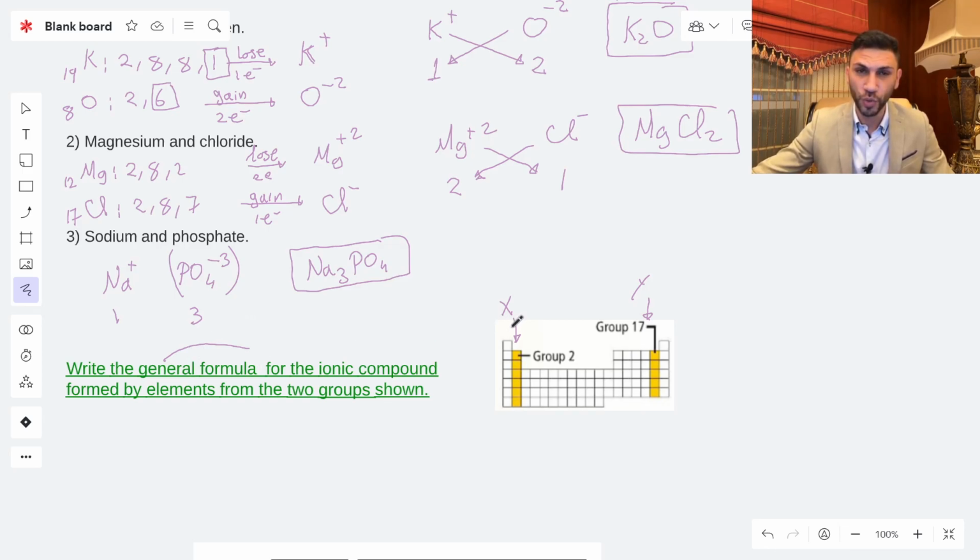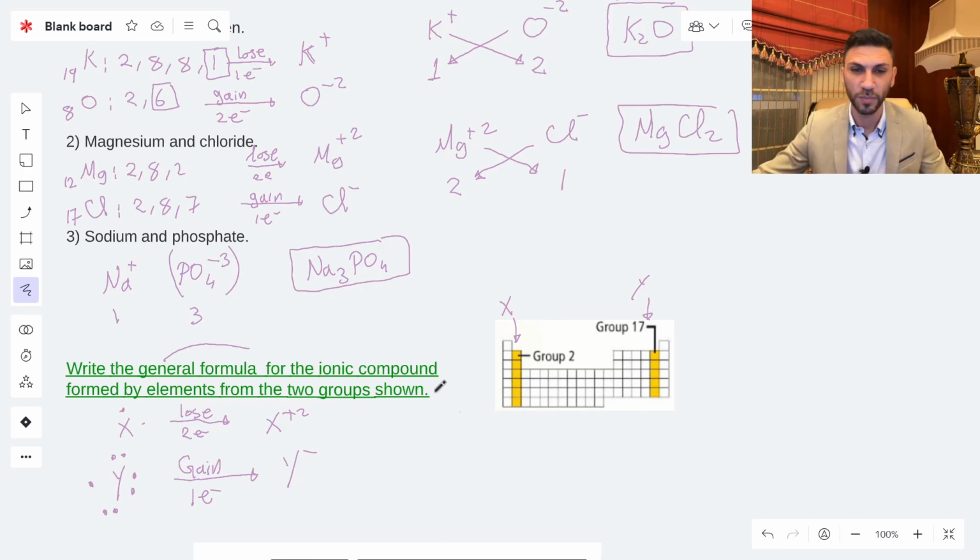Now, in group 2, we know that we have 2 valence electrons. So it's going to lose 2 electrons to become X +2. And Y, because it's in group 17, has 7 valence electrons: 1, 2, 3, 4, 5, 6, and 7. So to make them 8, according to the octet rule, we need to gain 1 electron. After gaining 1 electron, it will become Y -1.